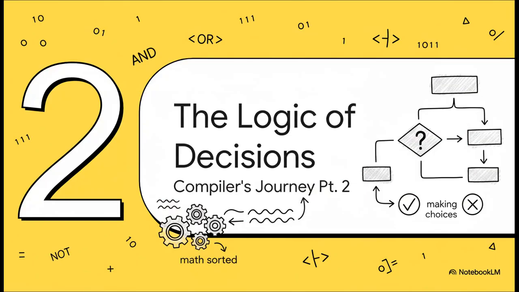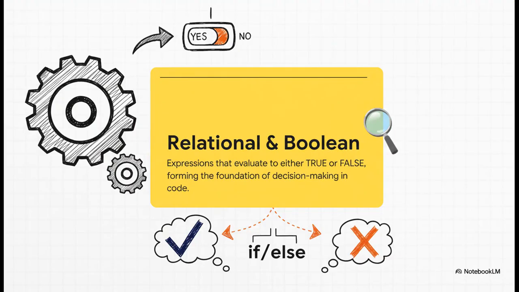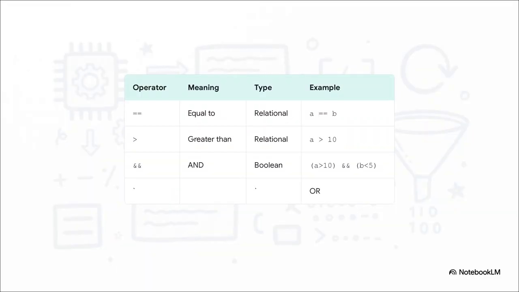Okay, so the compiler has figured out all the math, but our code isn't just about crunching numbers, it's about making decisions. And that brings us to the next stop on our journey, the world of logic. This is the real heart of how our programs make choices. And this is all handled using what we call relational and Boolean expressions. Now, unlike the arithmetic expressions that give you a number, these expressions give you a much simpler answer. It's either true or it's false. That's it. This simple binary outcome is the foundation for every single if statement, every while loop, basically any decision your code ever has to make. And here are the tools the compiler uses for that.